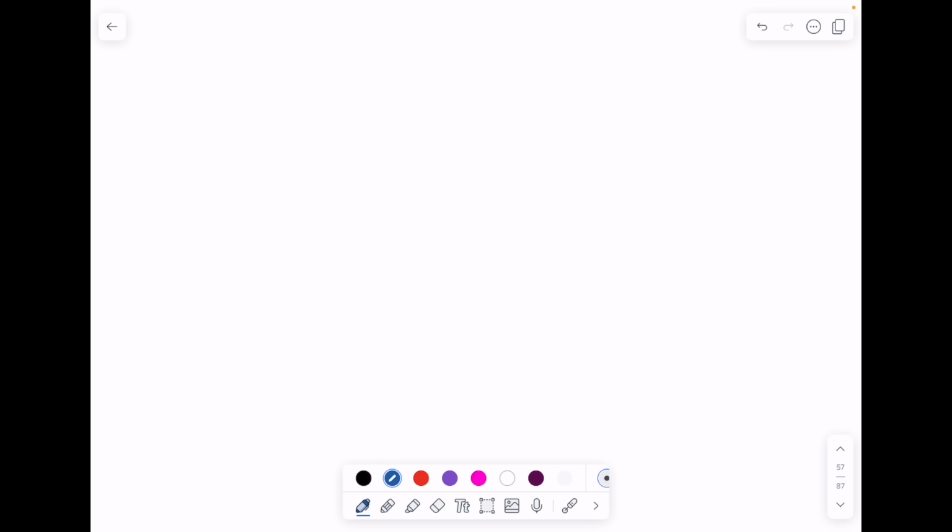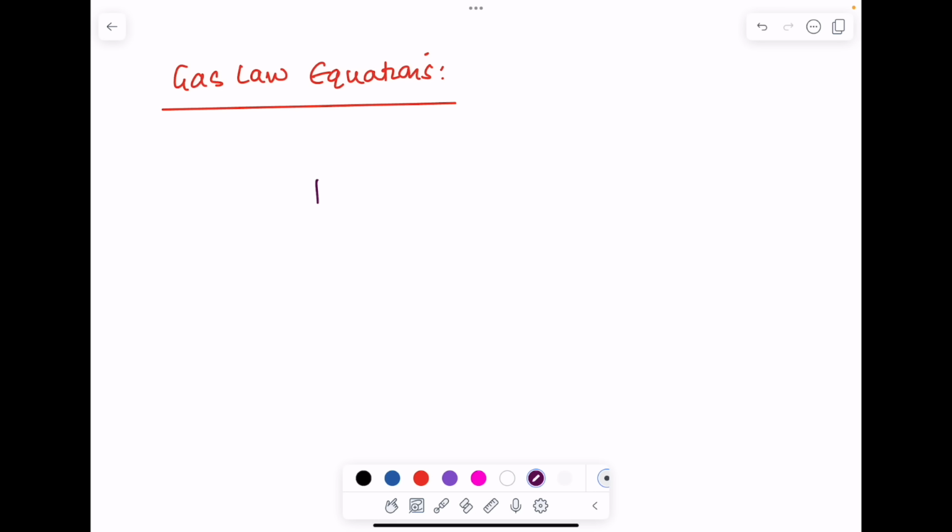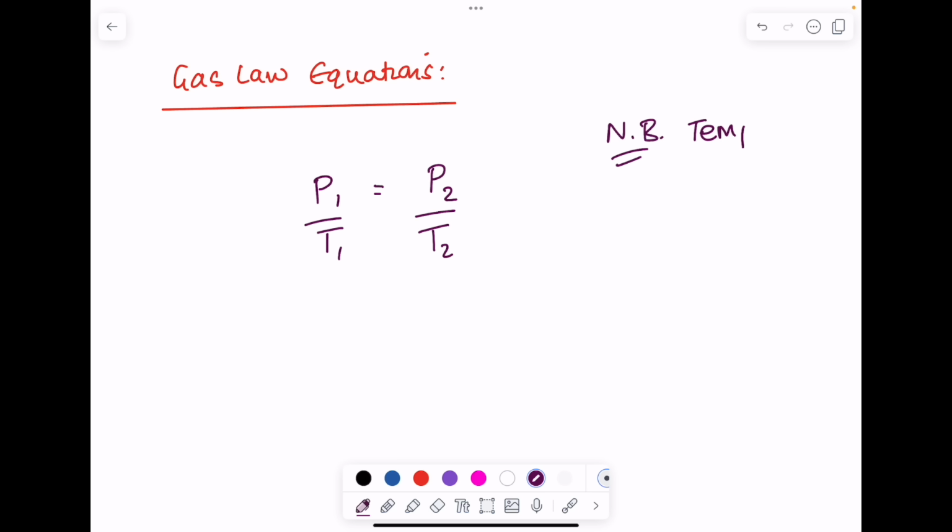Let's look at some various gas law equations now. First one I want to show you looks like this. It states that P1 over T1 equals P2 over T2. So you'll be given information relating to three of these values: pressure 1, pressure 2, temperature 1 and temperature 2. Be careful, to use this equation correctly, the temperature must be in Kelvin. So you might need to do some converting in order to sort out your units.